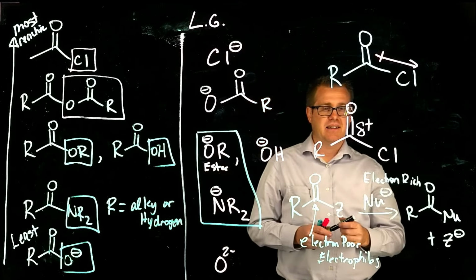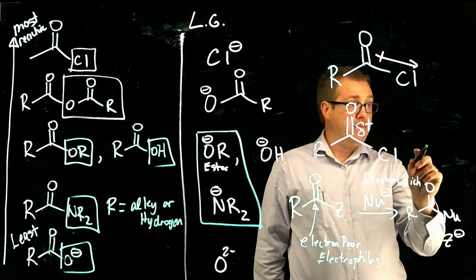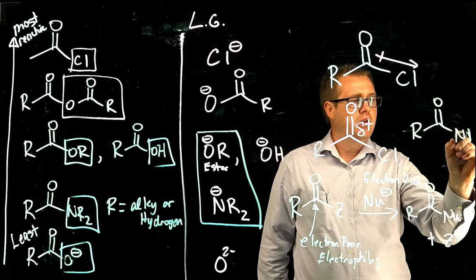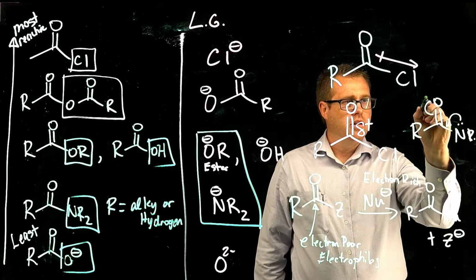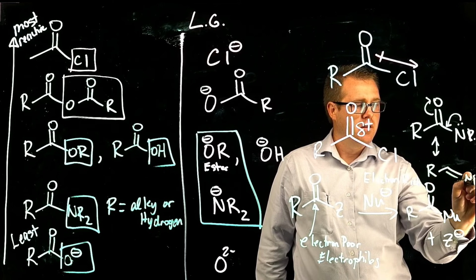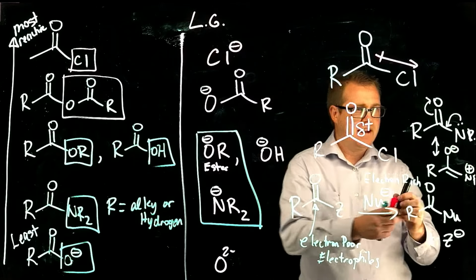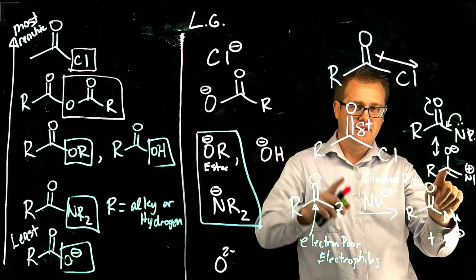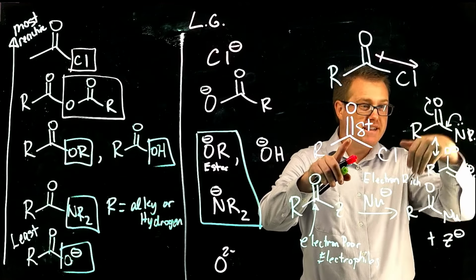But when you contrast that with, let's say, an amide, what do we have going on here? You have a resonance structure here with this amide that looks like this. Now look at that carbonyl. It doesn't look very electron poor compared to the acid chloride because the amide has some resonance.